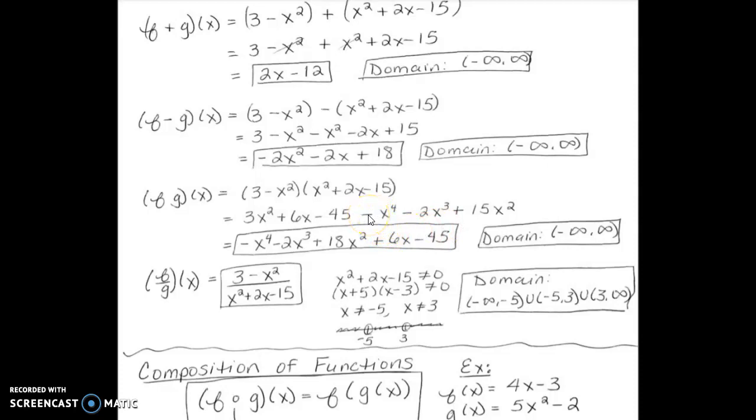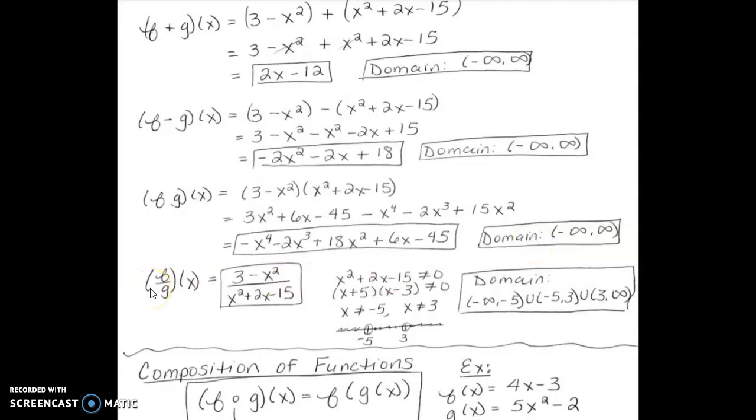I'm going to rearrange to put them in highest power first and combine any like terms. So I have a negative x to the fourth term minus 2x to the third. I have a 3x squared here plus a 15x squared, so it's going to combine to be 18x squared. And then I have a plus 6x and a minus 45. Again, the domain is all real numbers.